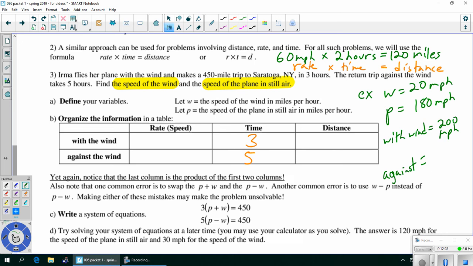So what do I do with those two numbers? We subtract them. So the net result there for the plane would actually only be 160 miles an hour. So that's what we have to do. We got to add the P and W, and we got to subtract the P and W.